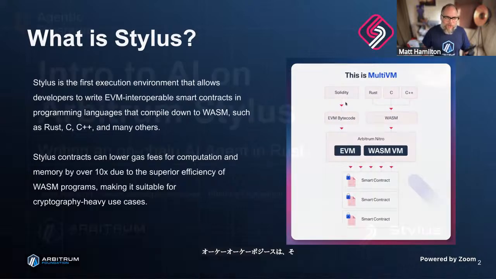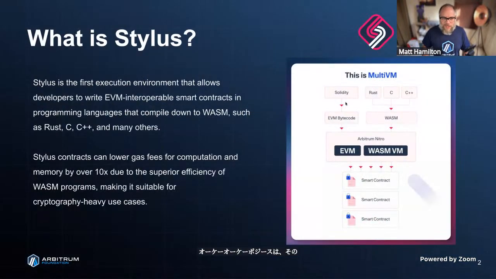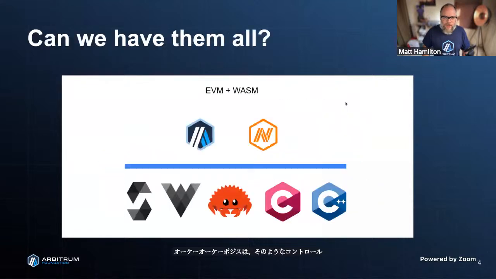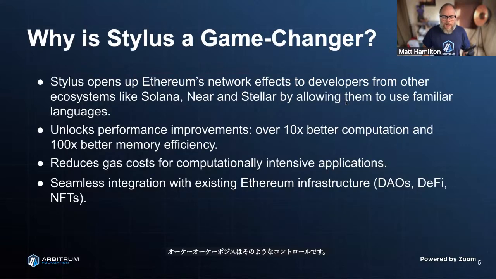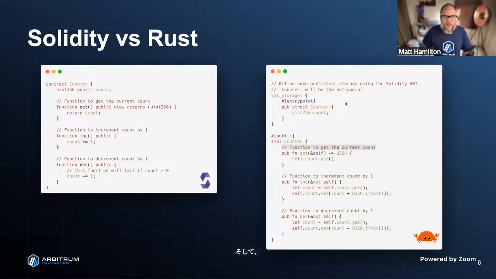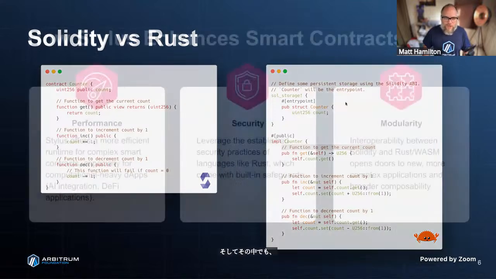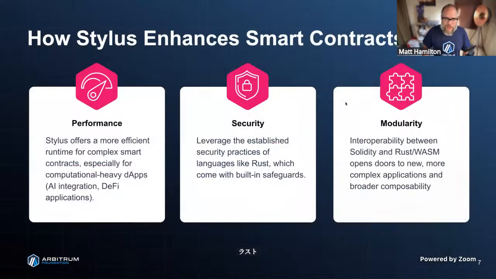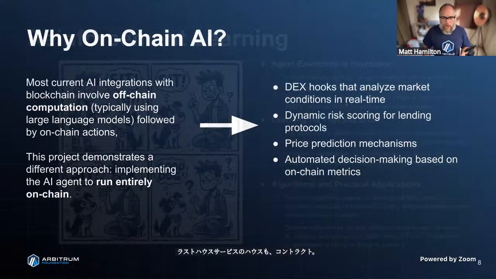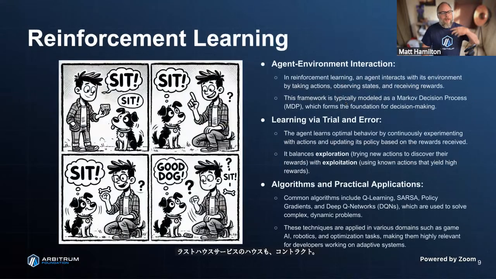Anyway, just to quickly flick through these, just so you see what you missed there. I was talking about Stylus, why Stylus is a game changer, a little bit about Solidity versus Rust, how Stylus enhances smart contracts, why on-chain AI, talking about reinforcement learning and the analogy of training a dog and giving it a reward when it does the right thing, and it associates the reward with the action.